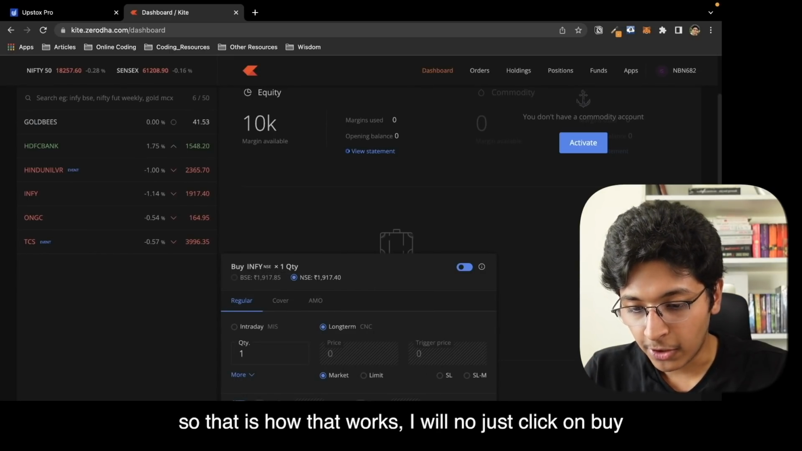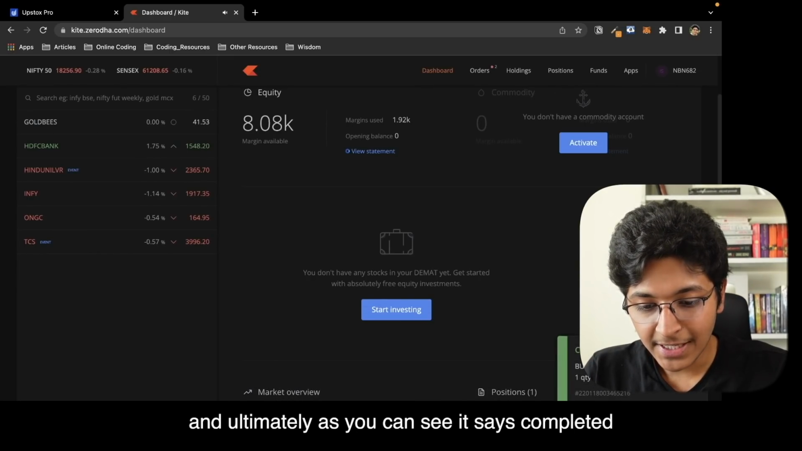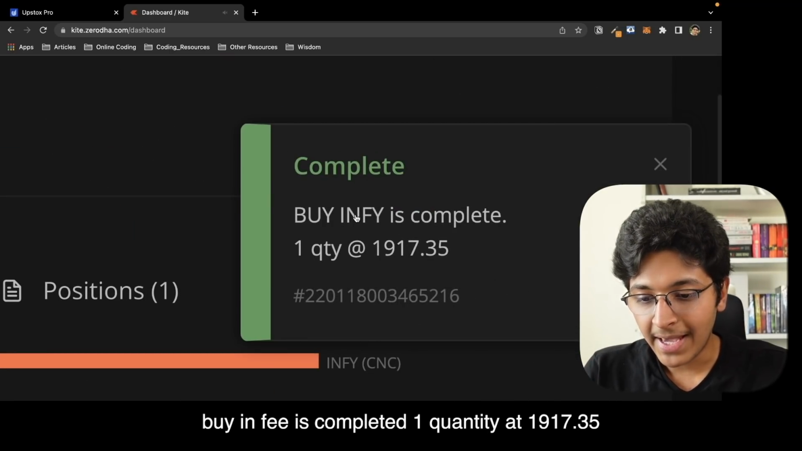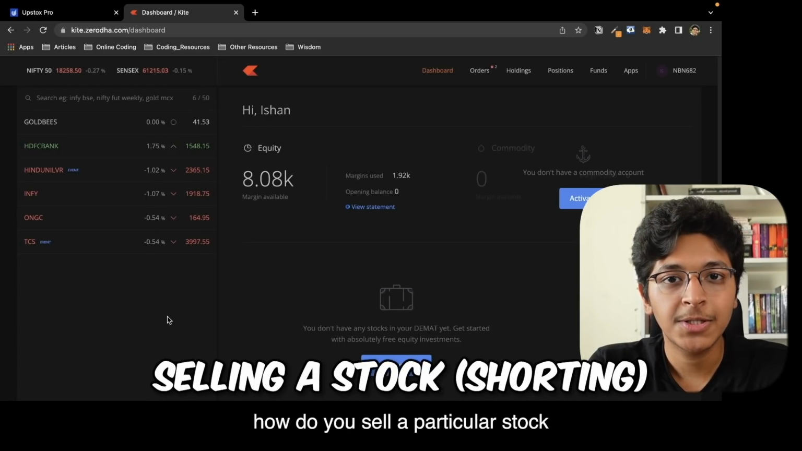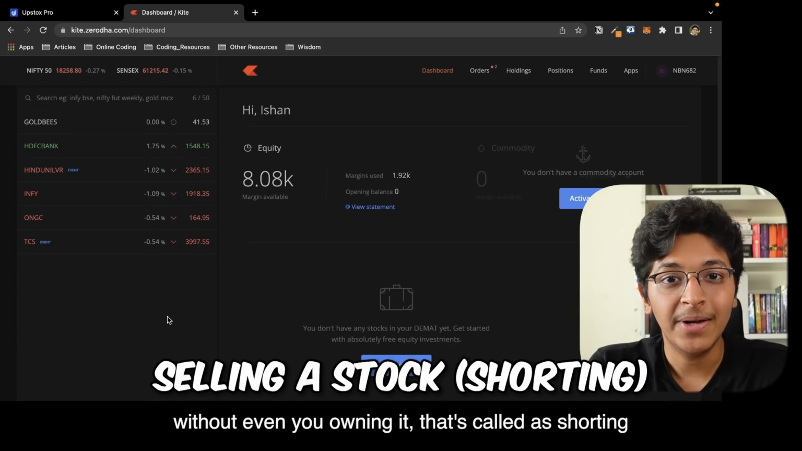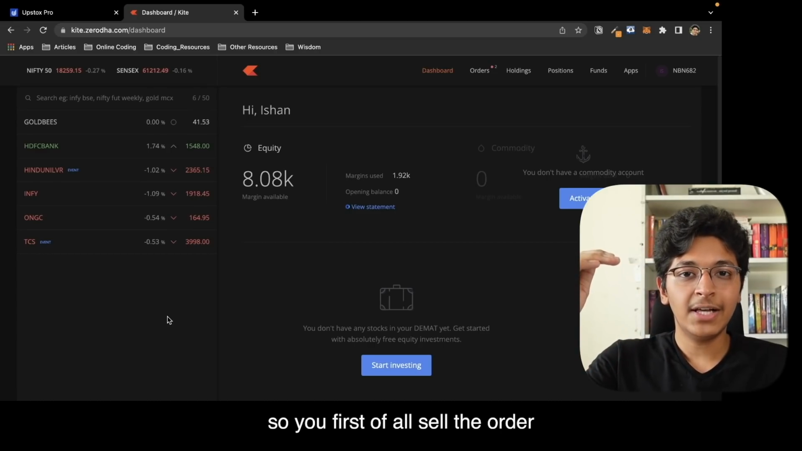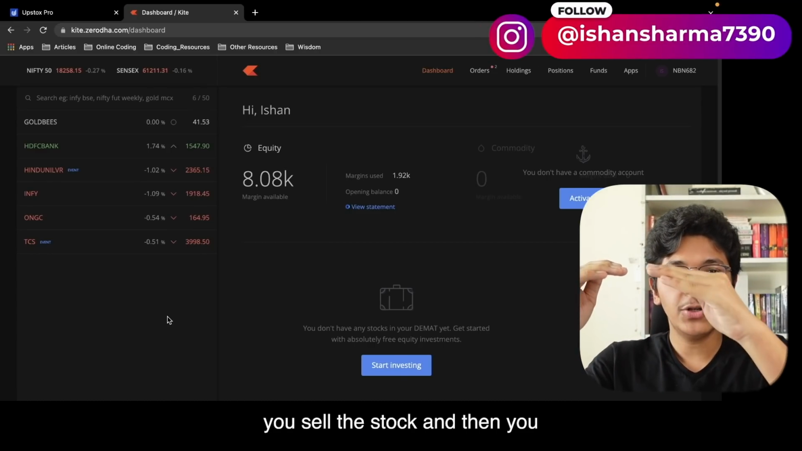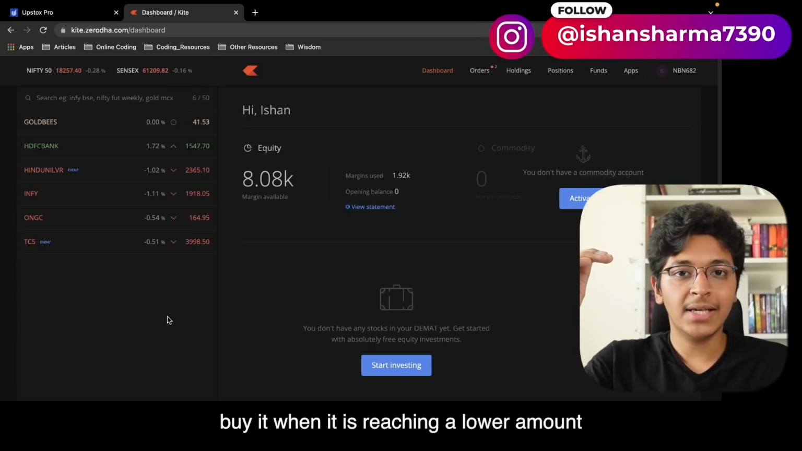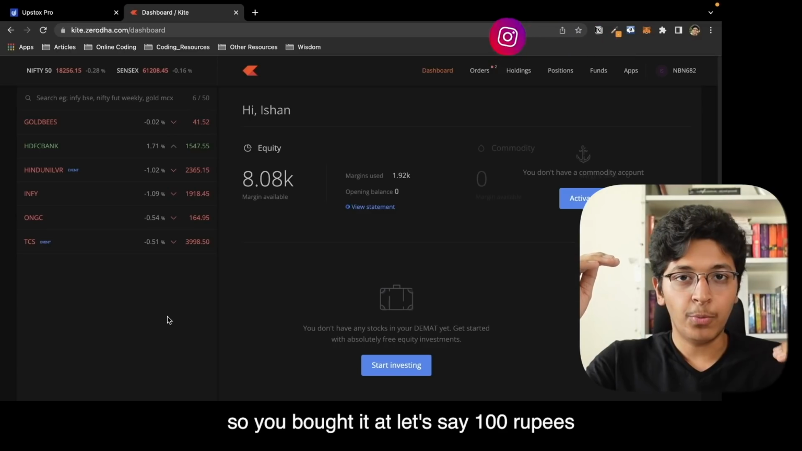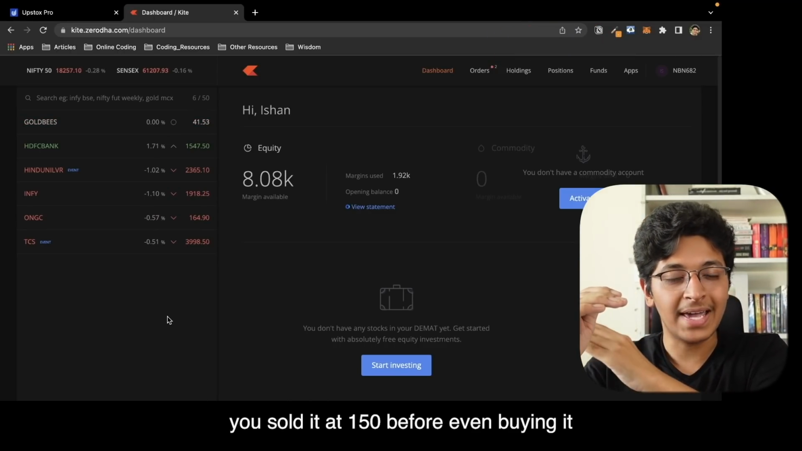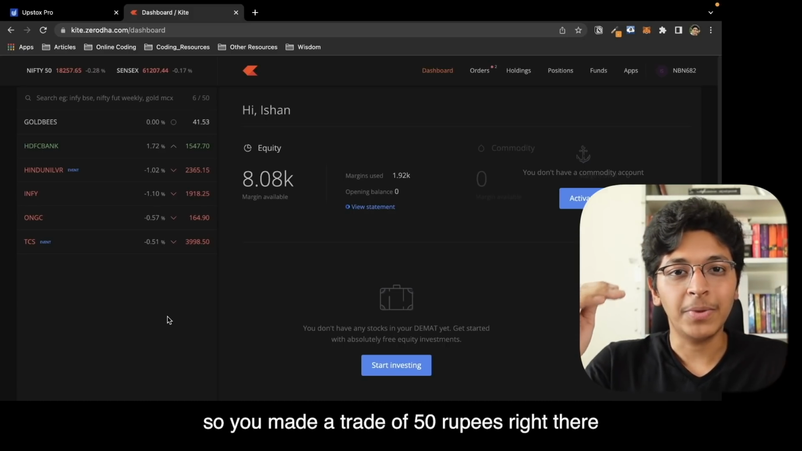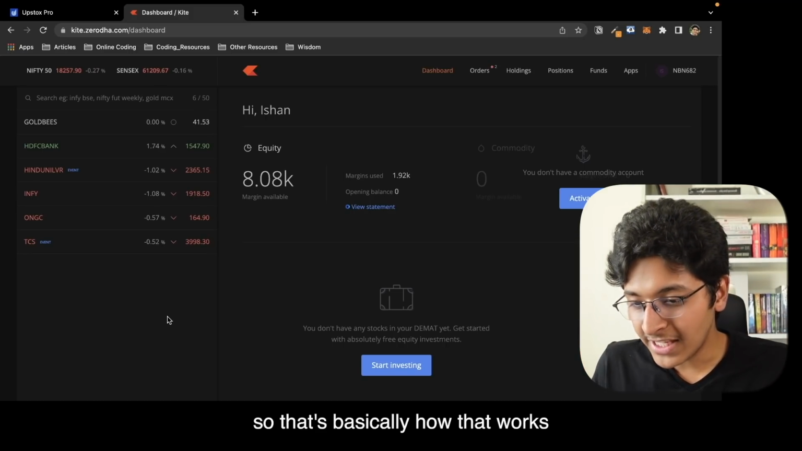I will now just click on buy and ultimately, as you can see, it says completed. Buy in fee is completed, one quantity at 1917.35. Now let's take a look at how do you sell a particular stock without even you owning it. That's called as shorting. So you first of all sell the order, you sell the stock and then you buy it when it is reaching a lower amount. So you bought it at let's say 100 rupees, you sold it at 150 before even buying it. So you made a trade of 50 rupees right there. That's your profit. So that's basically how that works.